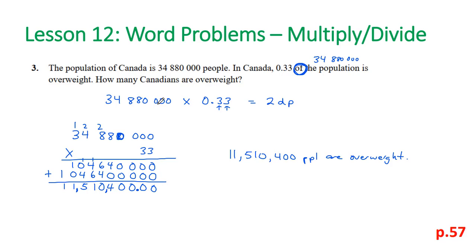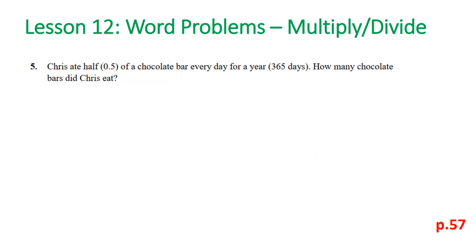One thing you may have noticed with this problem is all these zeros out here at the end. If you feel comfortable, what you could do is take those zeros away, and then you could actually add them back on at the end. So you could multiply 34,880 times 33, get your answer, and then add 3 zeros at the end. That works too.